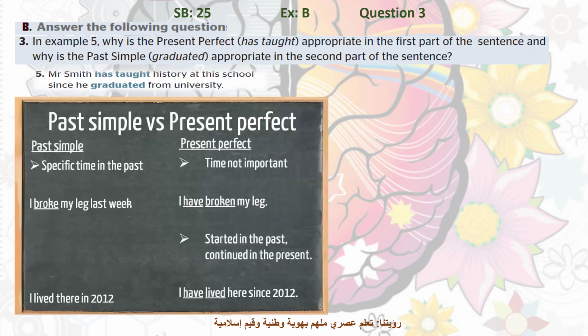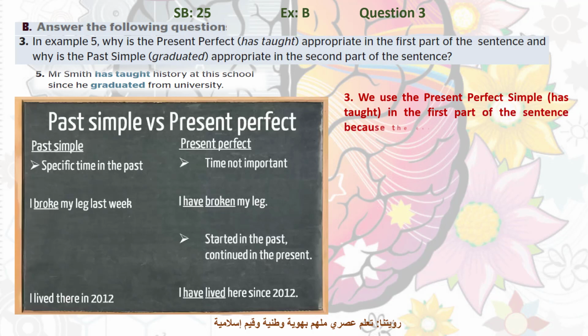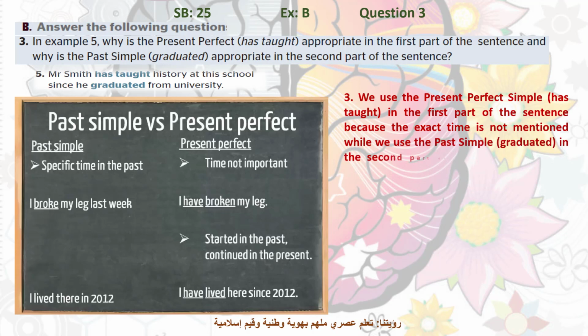I think now it's clear and it's very easy to answer the question. Why is the present perfect appropriate in the first part of the sentence? And why is the past simple appropriate in the second part of the sentence? The answer is, we use the present perfect simple as taught in the first part of the sentence because the exact time is not mentioned, while we use the past simple graduated in the second part of the sentence because the exact time is mentioned.